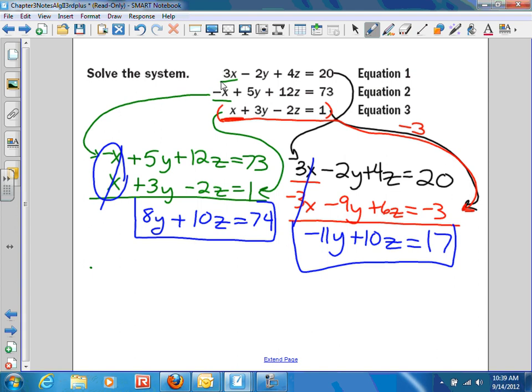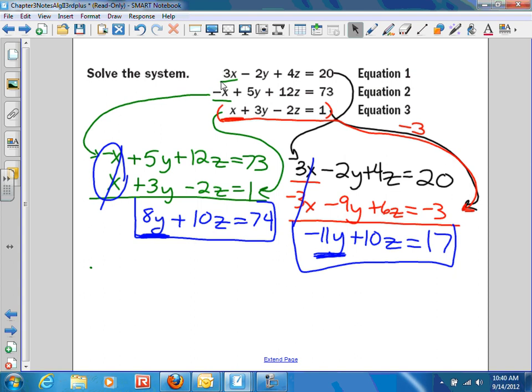Usually, I would go for the y's at this point. I would multiply this one over here with the 8. I'd multiply that by 11. And I would multiply this one over here by 8. That would make me have opposites, okay? But look at the z's. They both have 10 z's, and that doesn't happen very often, which is why I'm excited about that. It's going to make this a lot easier for us.